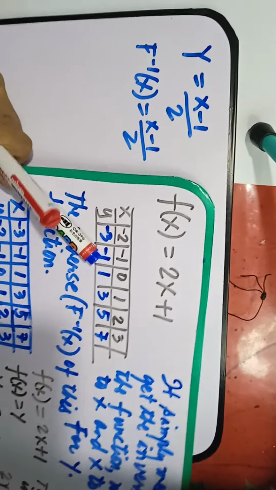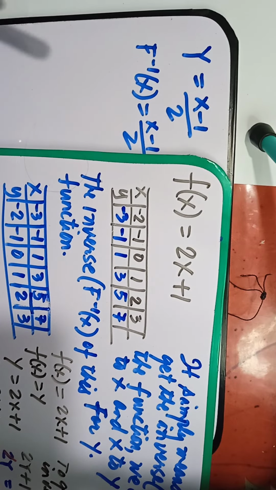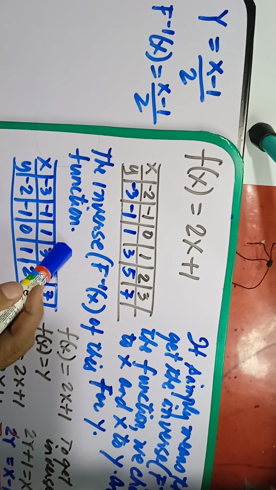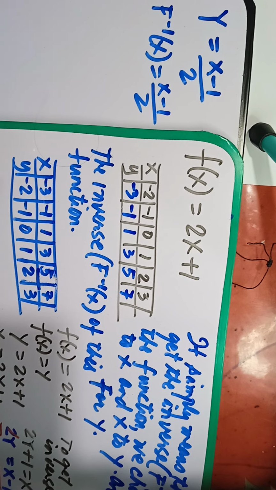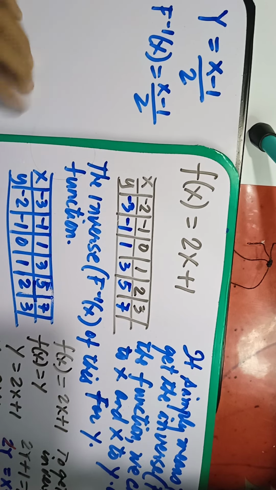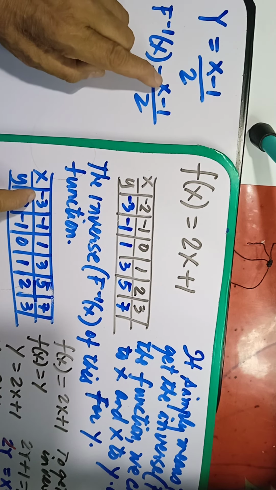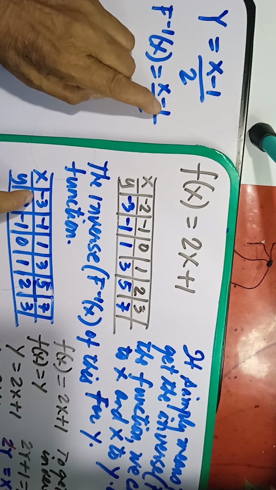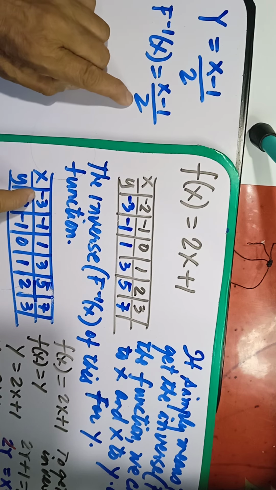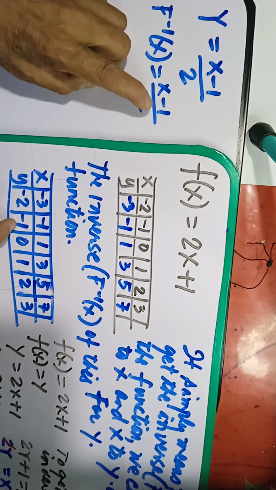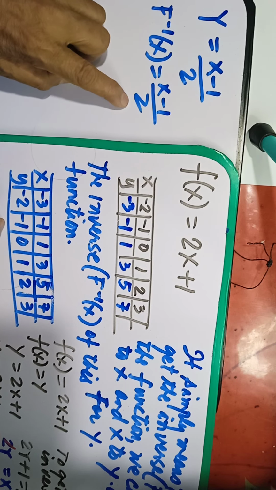So we'll have this function. This is the inverse of this function. Okay. So this is the table of the inverse function. Let's try to plug in negative 3 here. So negative 3 minus 1 is negative 4. Divided by 2 is negative 2. So y is negative 2 here. We plug in negative 1. Negative 1 minus 1 is negative 2. Divided by 2 is negative 1.